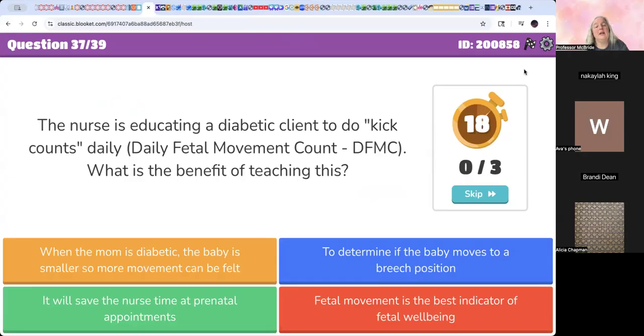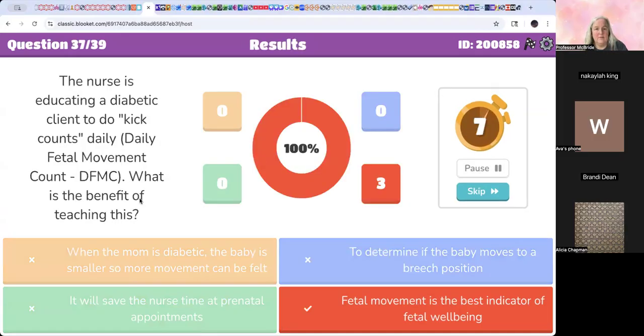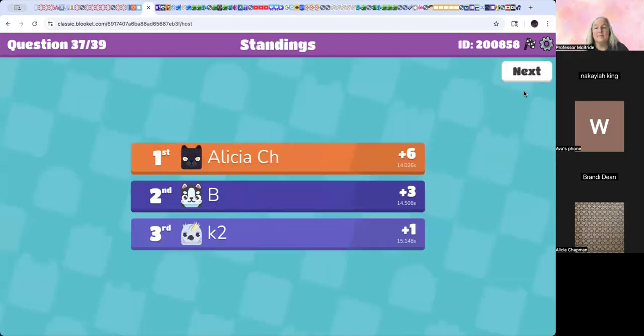The nurse is educating a diabetic client to do kick counts. What's the benefit of teaching to do kick counts? Good. So fetal movement is a great indicator that our baby's doing well. Babies that are hypoxic are not moving around. Okay, it's normal for babies to have sleep cycles and not to move all the time, which is why we have them count for an hour or two. But ultimately, if we're not getting good fetal movement, then they should notify the provider.